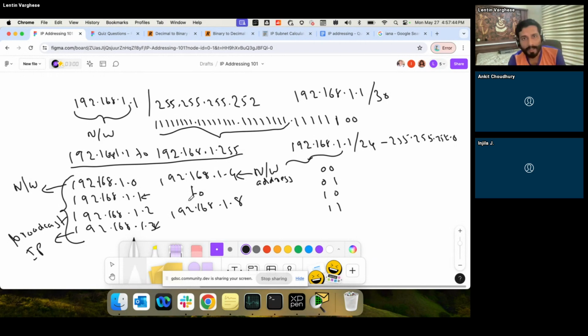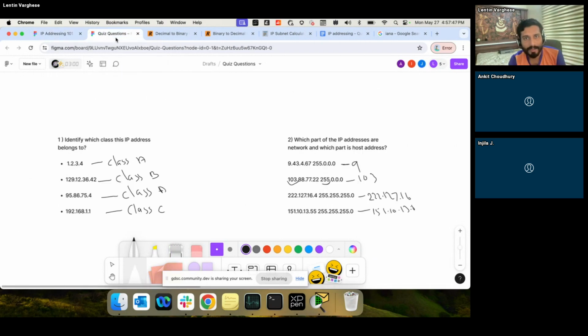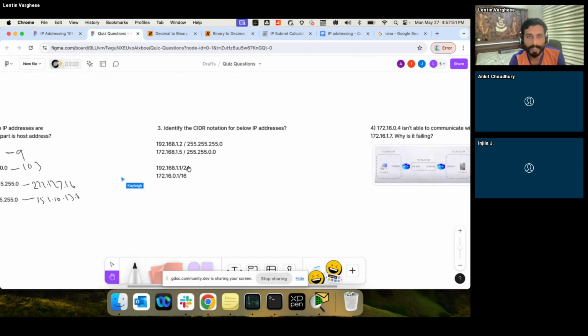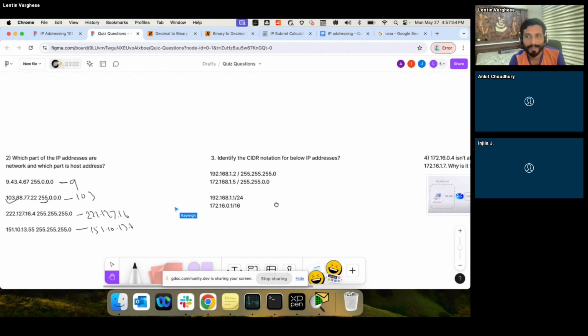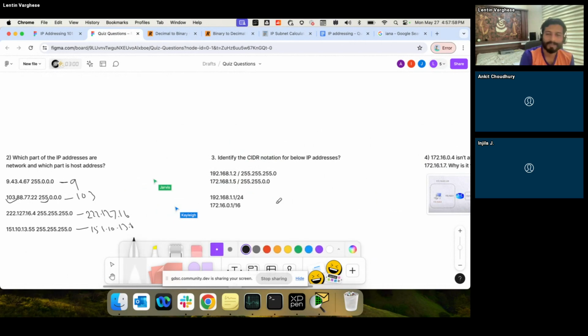Okay, time for an exercise. All right. Okay, let's get to the third one. Identify the CIDR notation for the below IP addresses. What would that be? 24. Right answer. Essentially 8 plus 8, 16 plus 8, 24.